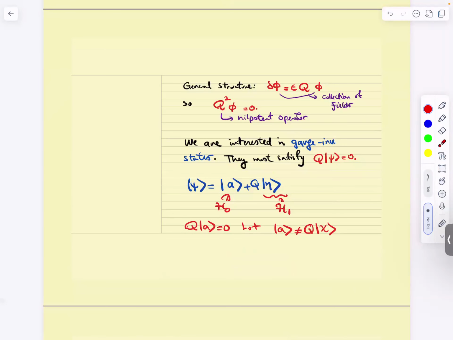Structurally, the general structure is that the variation of every field is epsilon times some Q, a collection of fields acting on phi. Now, oh, sorry, I think.